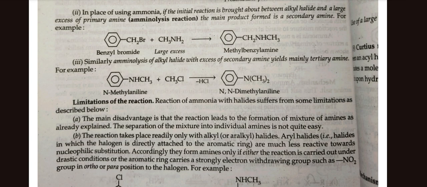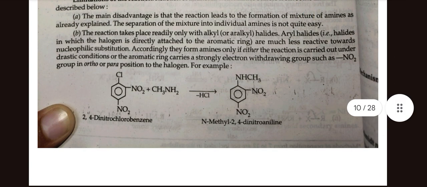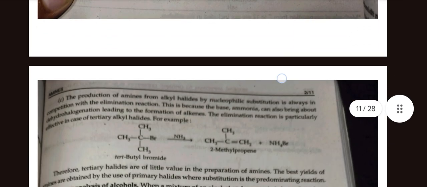B. The reaction takes place readily only with alkyl or aryl halides. Aryl halides, i.e. halides in which the halogen atom is directly attached to the aromatic ring, are much less reactive toward nucleophilic substitution. Accordingly, they form amines only if either the reaction is carried out under drastic conditions or the aromatic ring carries a strong electron withdrawing group such as NO2 group in ortho or para position to the halogen. For example, 2,4-dinitrochlorobenzene plus CH3NH2 gives N-methyl 2,4-dinitroaniline.